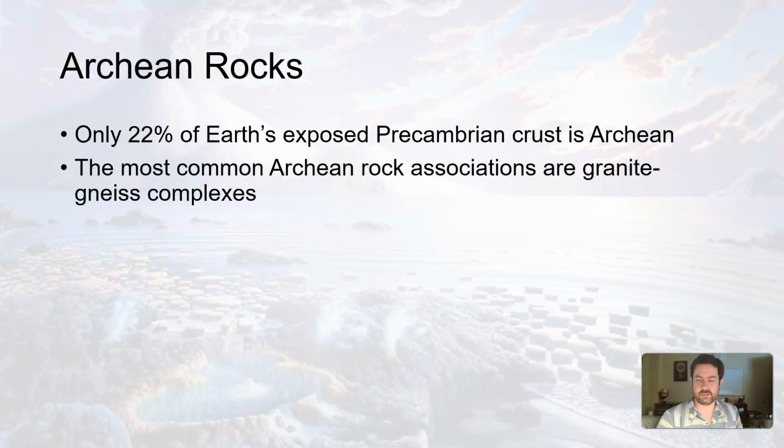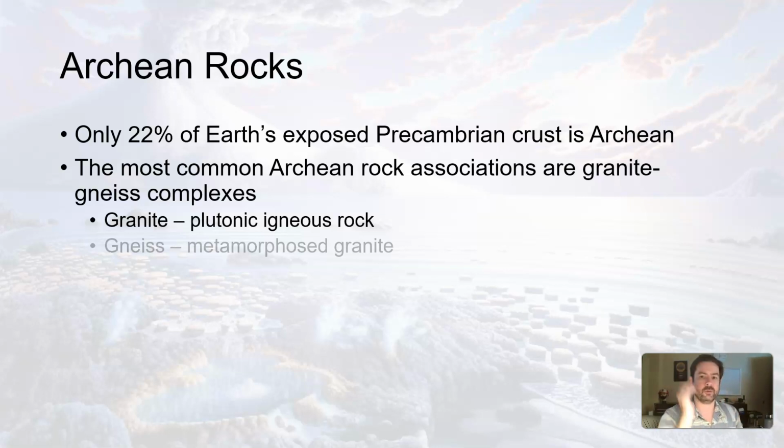The most common rocks associated with the Archean that we find are granite gneiss complexes, combinations of granite and gneiss in certain areas. Remember, granite is an intrusive plutonic igneous rock. That's what makes up the majority of continental crust. But gneiss is metamorphosed granite. So in areas where this granite has undergone, typically at convergent boundaries, a lot of heat, a lot of pressure, regional metamorphism, some of that granite turns to gneiss. So that's why they're called granite gneiss complexes. You find a little bit of each in these areas.